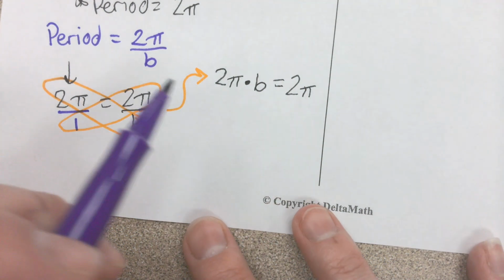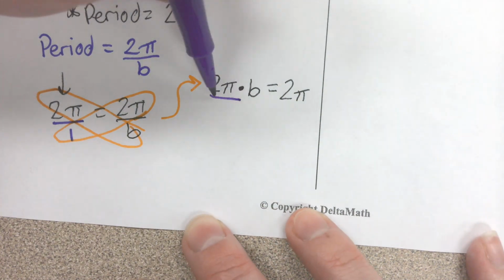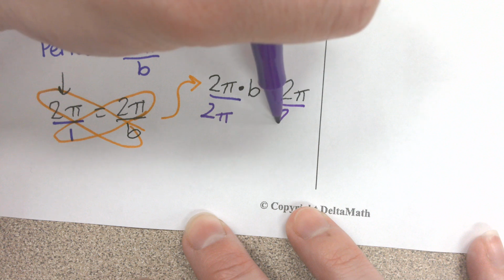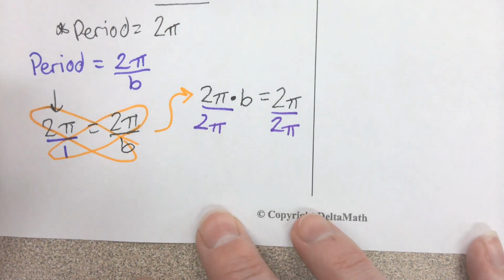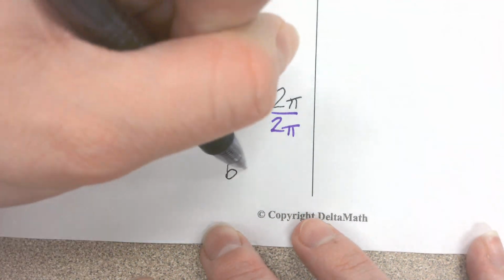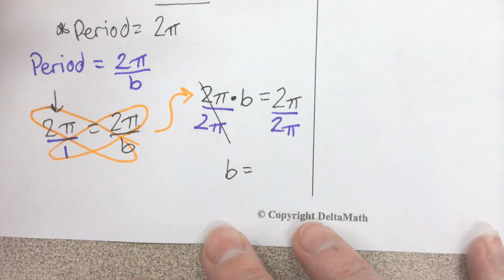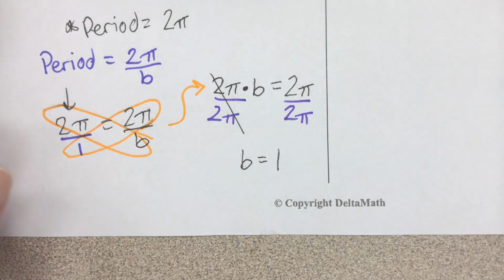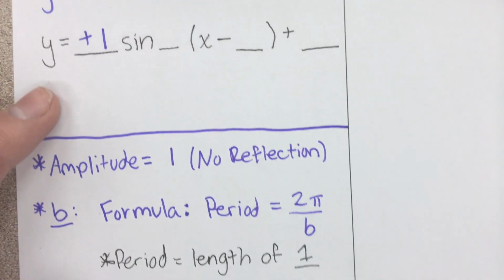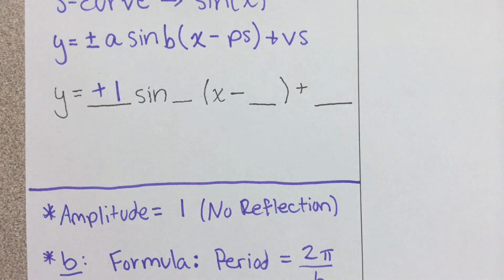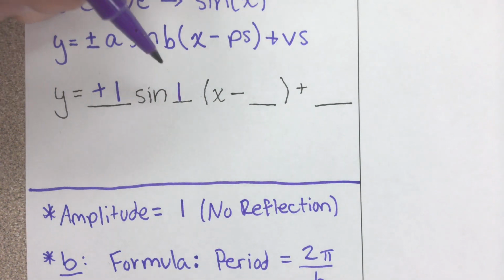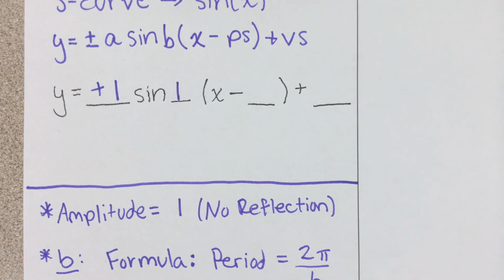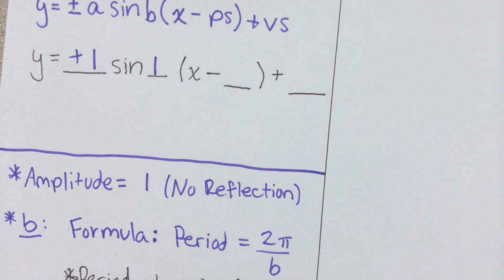To solve for b, we just need to divide off the 2 pi on both sides. These are going to cancel on the left. B equals, clearly this is just going to be 1. B is 1. So I'll come up here and fill that in where it goes. Don't assume B is going to be 1 every time. That is rare.